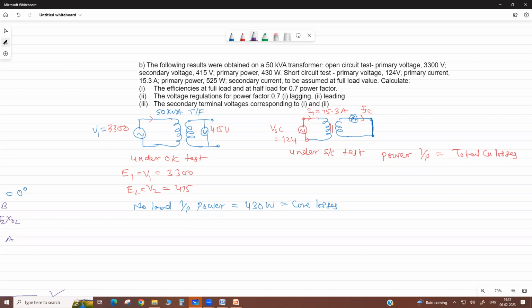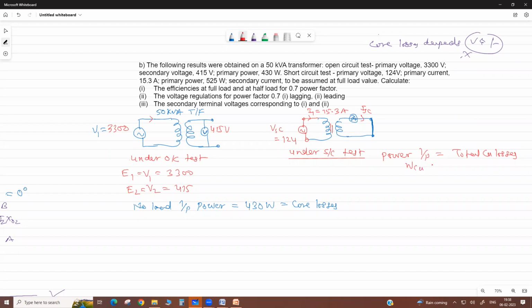Why? Because core loss depends on voltage and frequency. Here we apply a reduced voltage, only 24 instead of 33 volt. So at this lower voltage there is less core loss. Core loss means magnetic loss, so it is neglected. Okay. Under short circuit test, the total power is considered as copper loss.